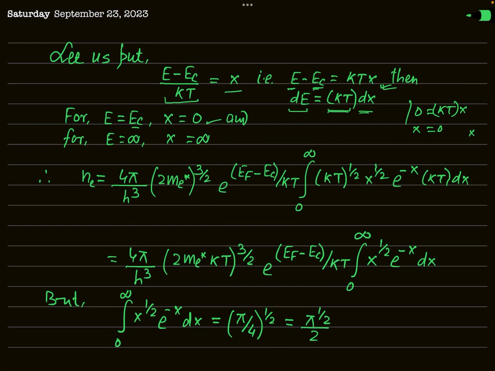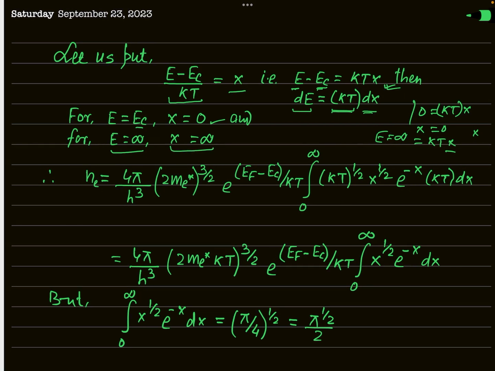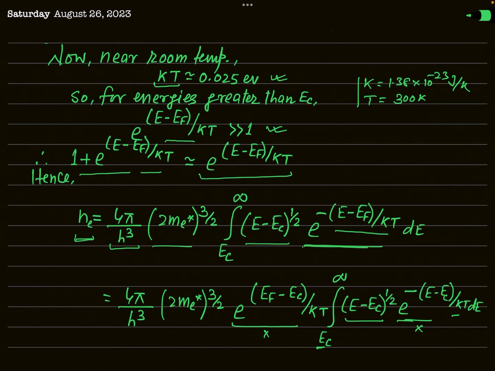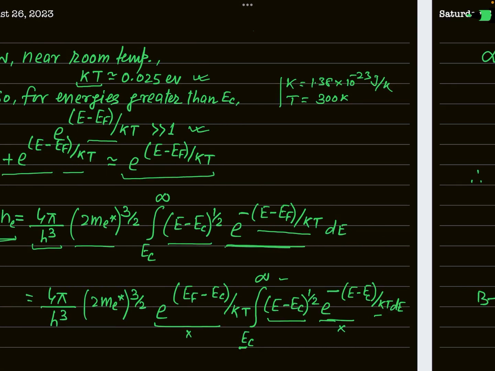Okay. And again, you can see the upper limit is E equal to infinity. When you take E equal to infinity, you can see then in LHS there will be infinity, and that is equal to KT times x. So x will be infinity. So when E is infinity, then x is also infinity. So now in case of this new variable, limits will be 0 to infinity. At the place of EC, you will have to put 0, and infinity remains as it is.